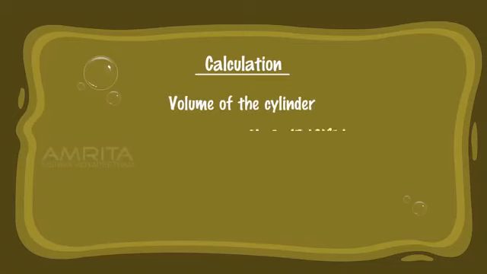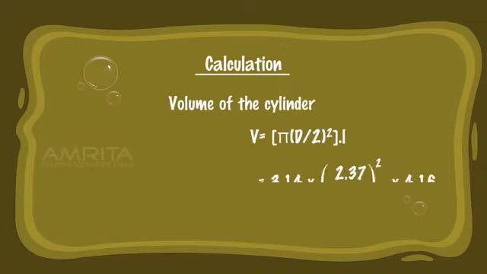Volume of the cylinder V is equal to pi into D by 2 the whole square into L. That is equal to 3.14 into 2.37 divided by 2 the whole square into 4.16, which is equal to 18.343 centimeters cube.